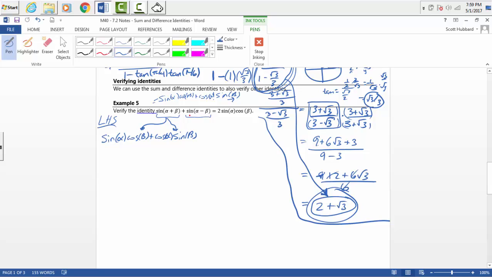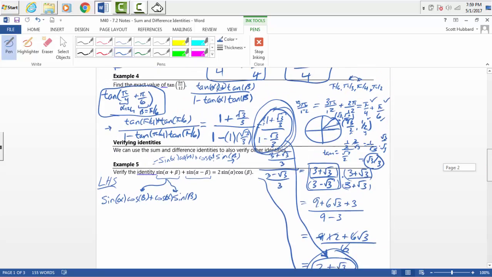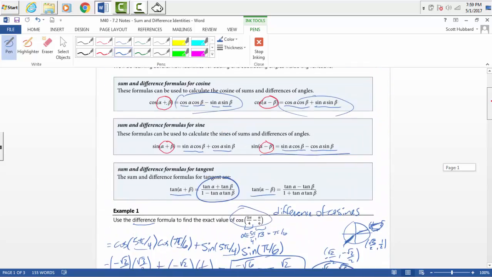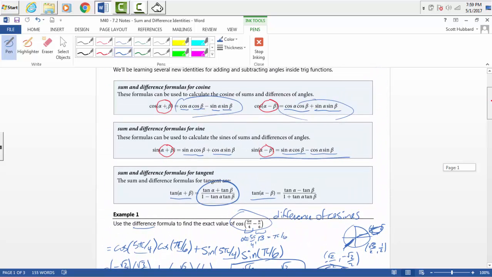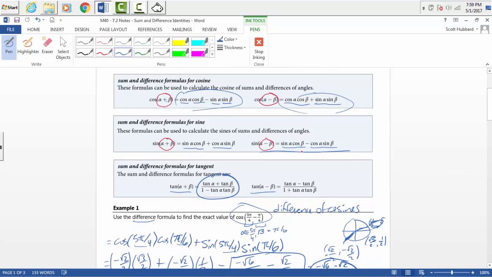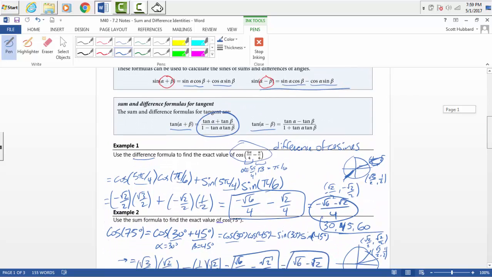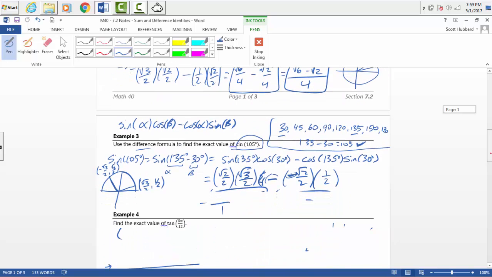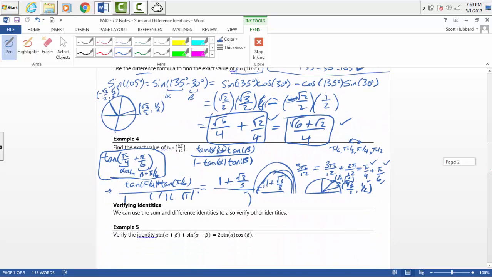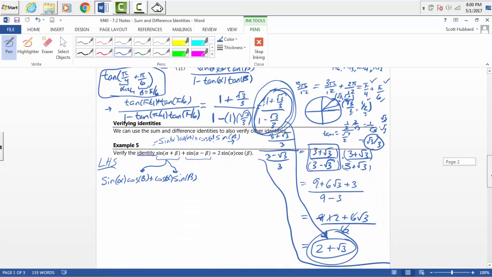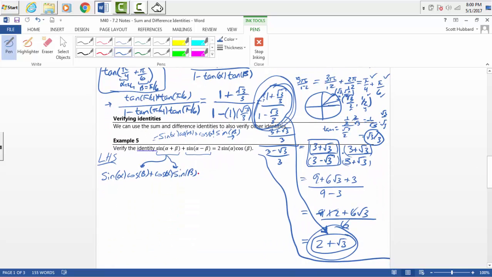And now let's talk about what the identity is for sine of alpha minus beta. Sine of alpha minus beta is going to be the same thing, except it just has a negative sign, so that's nice. So sine alpha cosine beta minus cosine alpha sine beta.